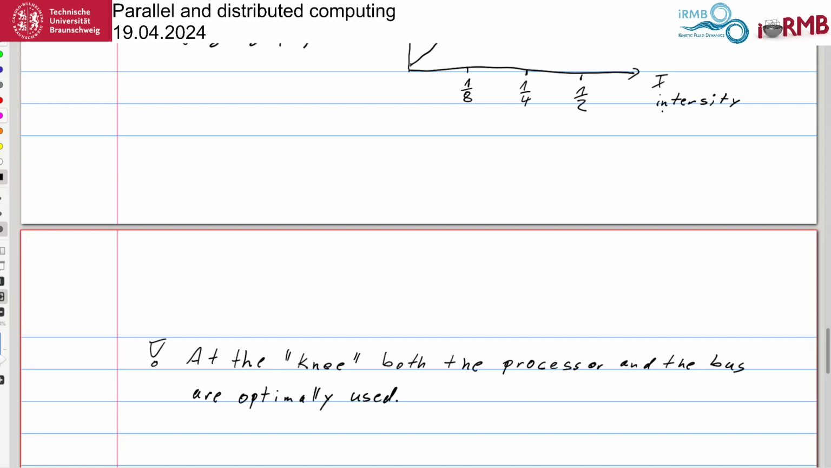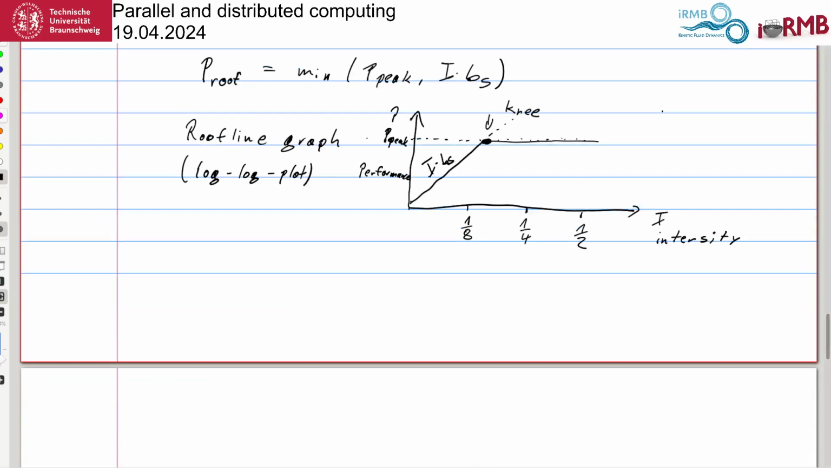So the thing is, if you are at the knee, you're fully occupying your bus and you're fully occupying your processor. If you are right of the knee, you are fully occupying your processor, but you're not fully occupying your bus. If you are left of the knee, you are fully occupying your bus, but you are not fully occupying your processor. So you should actually know this, because suppose your program works left of the knee, in this region here, and you are not satisfied with your performance, it is not enough to kick out the processor and replace it by another processor using the same bus, because your problem is limited by the bus and not by the processor.